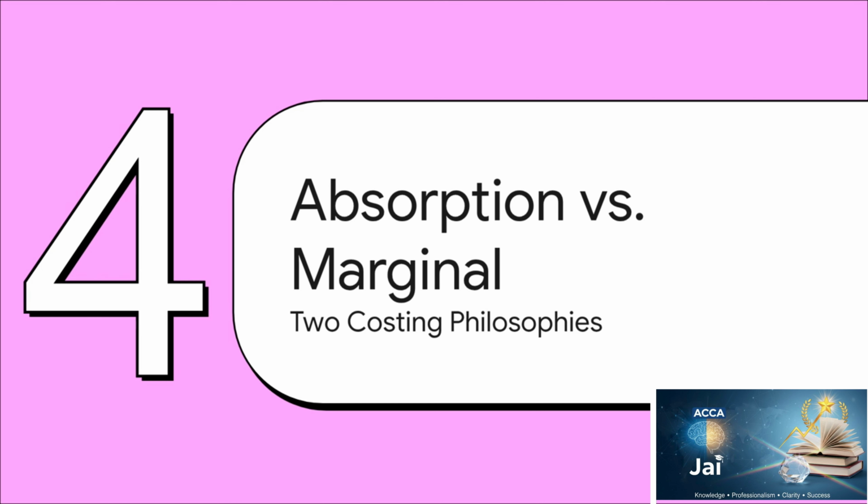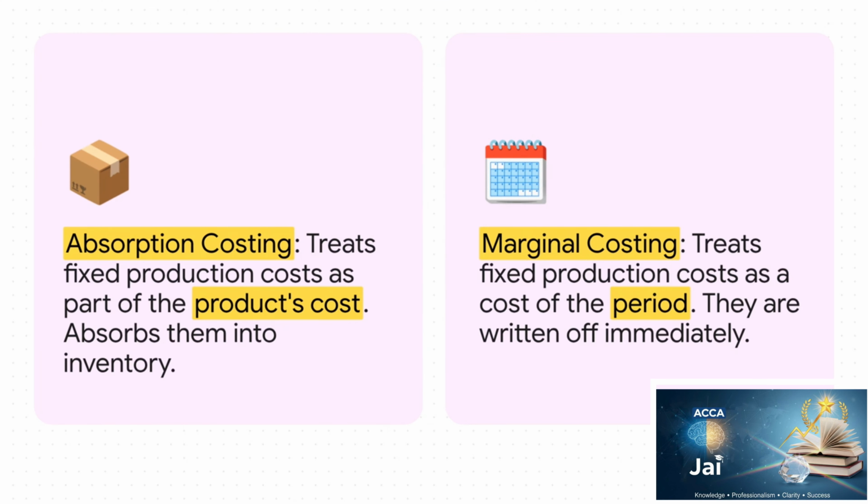I want you to think of this as a debate, really. A debate between 2 completely different ways of looking at cost. Absorption costing versus marginal costing. And you know what? The entire debate, the huge difference between them, boils down to one single question. What do you do with fixed production costs, like the rent for your factory?